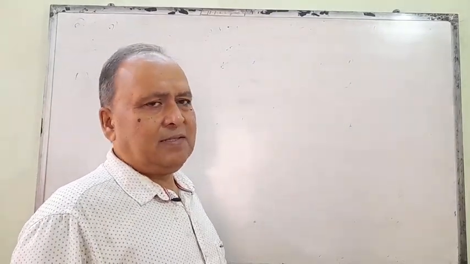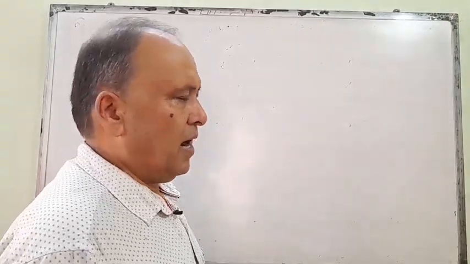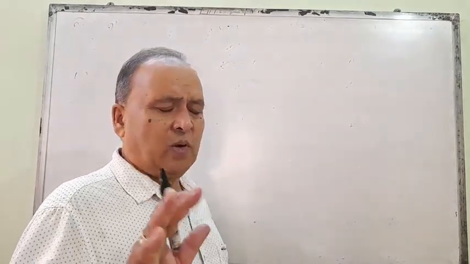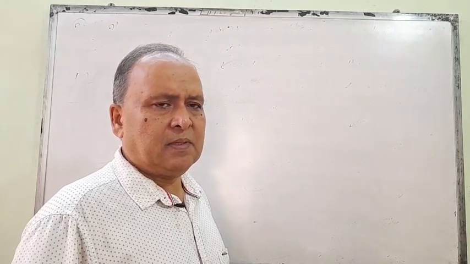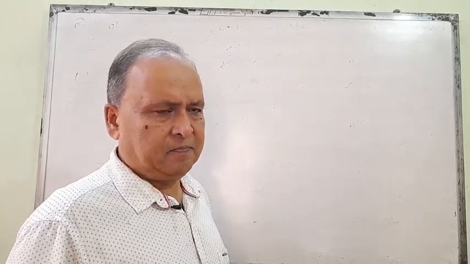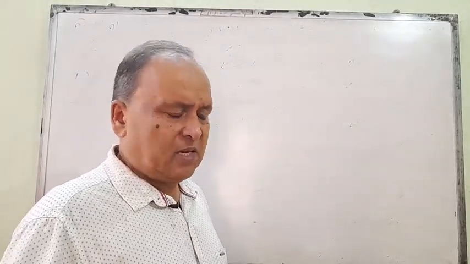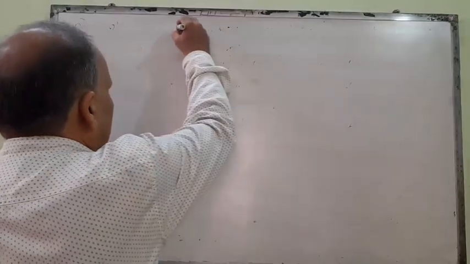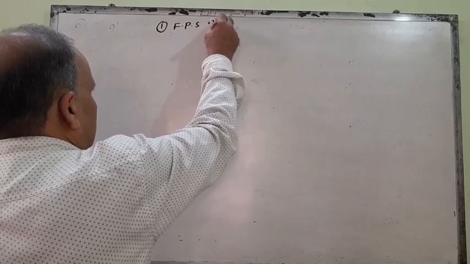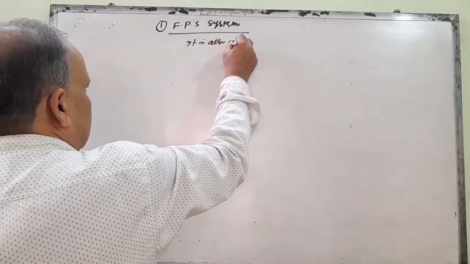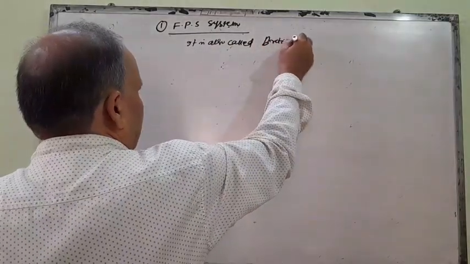In the previous class, I told you about the system of units, and these are four types: CGS, FPS, MKS and SI. I have already told you about the CGS system, that is the French system. Today we will read about the FPS system. It is also called the British system.